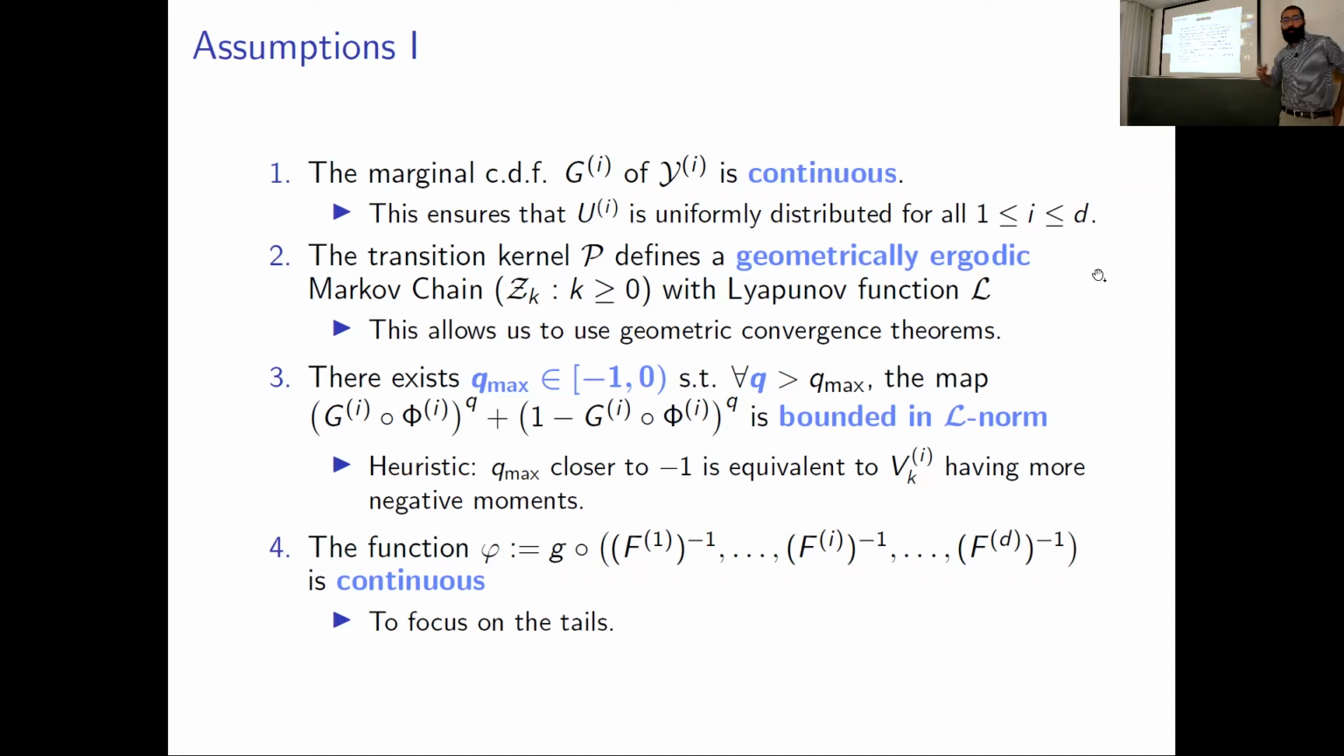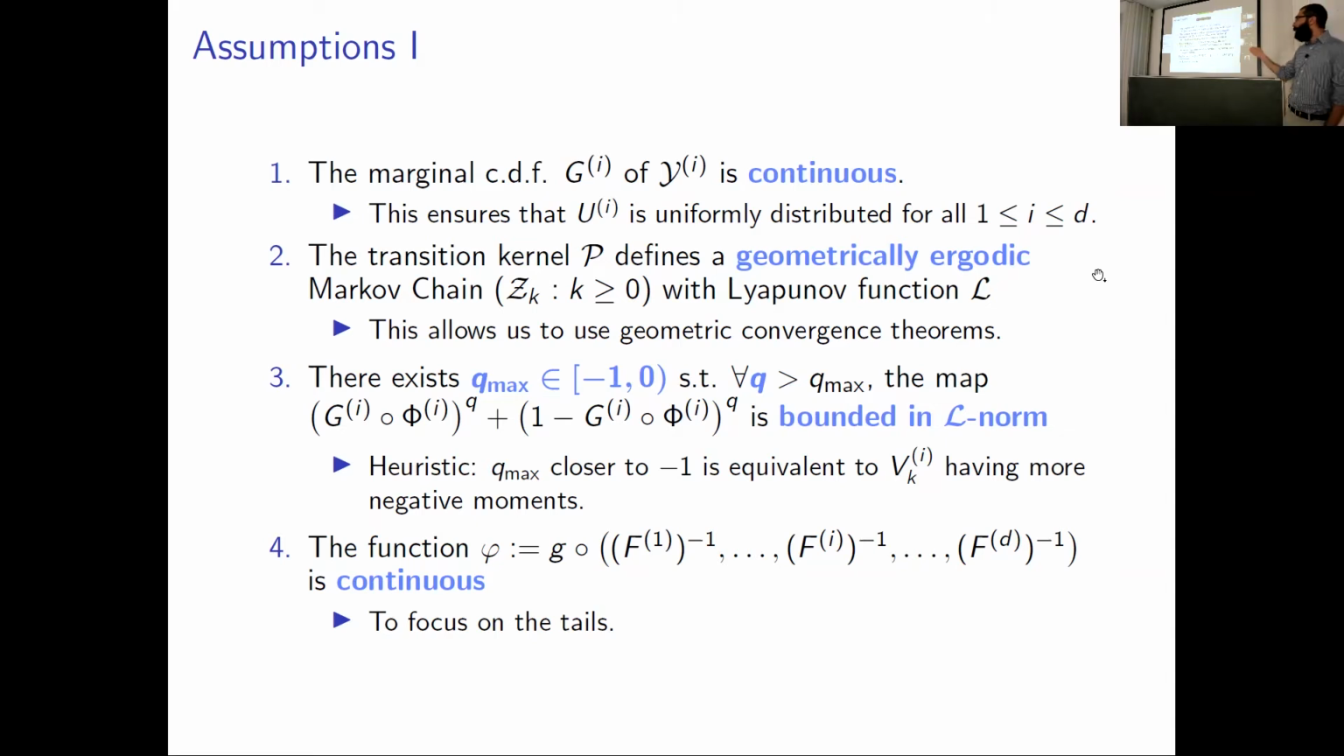But for example, the first one is that G is continuous. That's easy. What I'm going to assume, which may be strong but we prove it in our examples, is that we take a kernel P that's geometrically ergodic in Z. So this is easier to control. We assume that there is an index such that this quantity is bounded in the L norm, where L is the Lyapunov function from that geometrically ergodic kernel P.